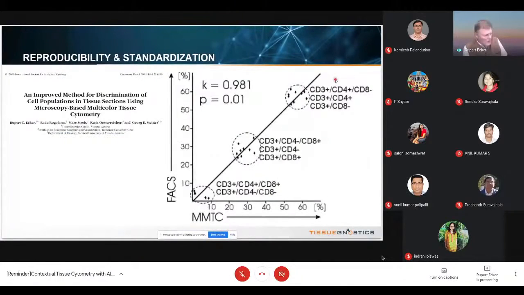To conclude my presentation, I would like to mention that this system has been analyzed in many ways, also the quality of the data. The first one was a publication done by myself and our group back in 2006, already published in Cytometry. Here, TissueFAXS is the name of the instrument. The name of the technology is microscope-based multicolor tissue cytometry, MMTC.